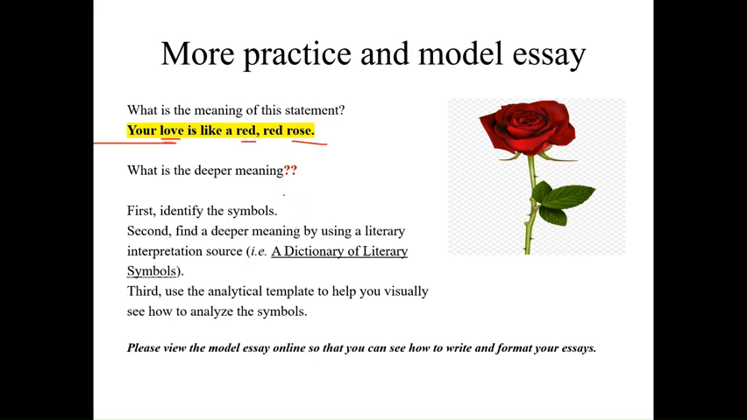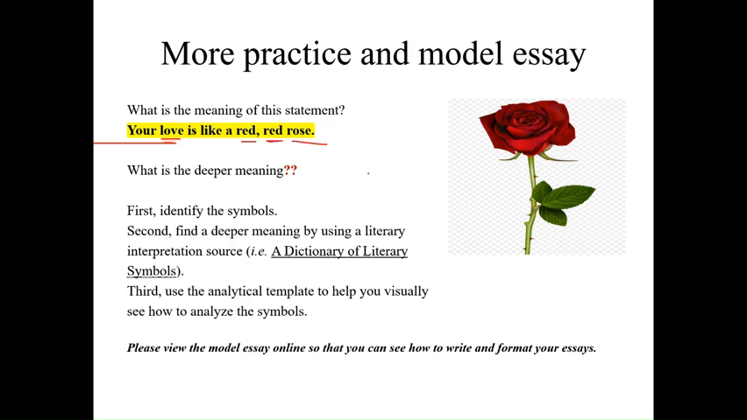So you have to find a deeper meaning. Red could represent passion. But look at this. The writer says your love is like a red, red rose. He says red twice. So maybe that's a more passionate, deeper kind of love, red passion. So it could represent that.